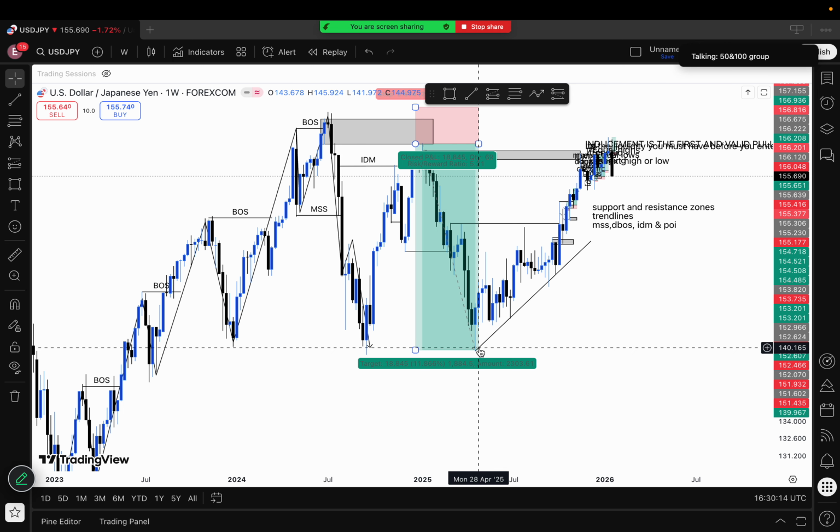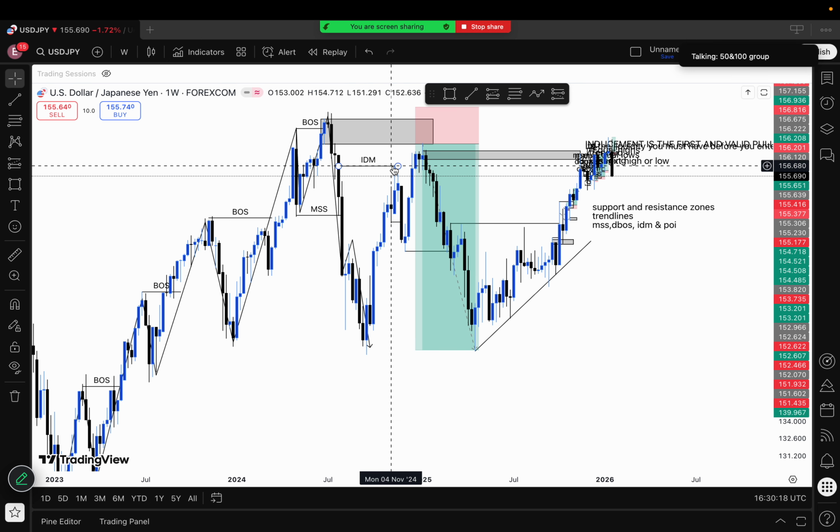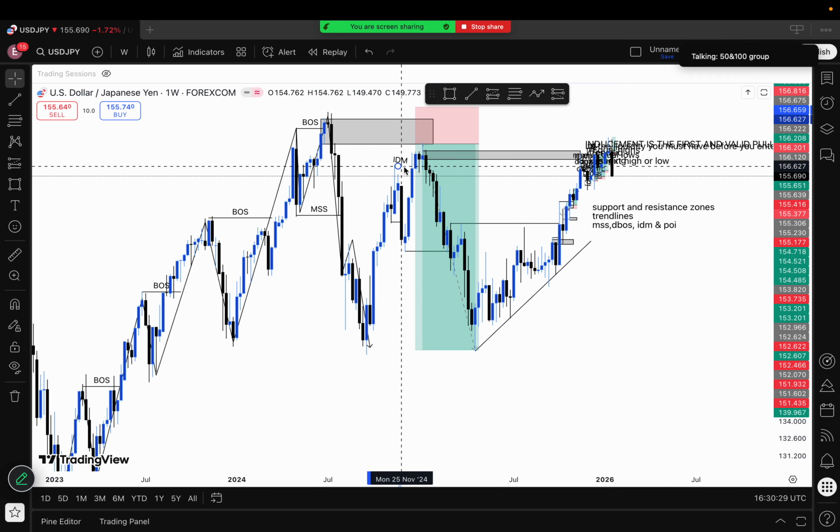So this basically just happened. This is an MSS, inducement is just around here. This can be your IDM too. It's a pullback inducement, but your inducement happened around here. This can be your inducement too. This candle can be your inducement. Either way.